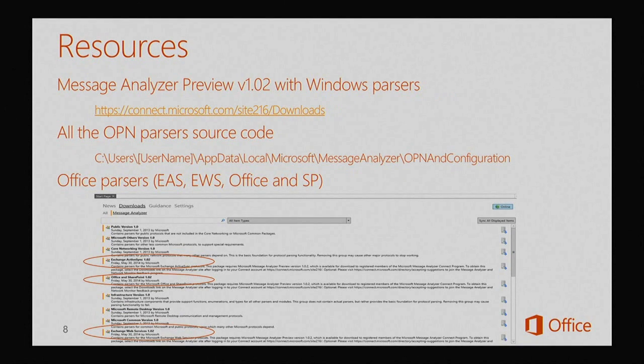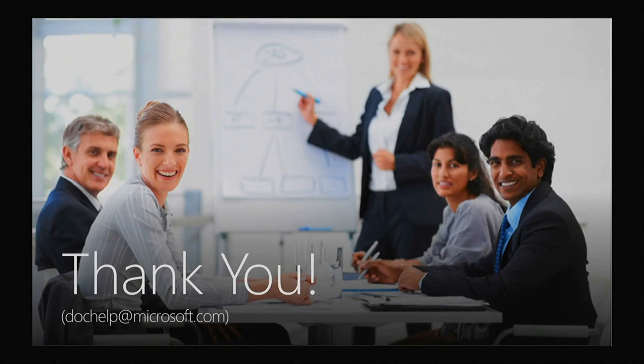And so resources, this is where you can download the message analyzer, and all the open source code are installed in your local path like this. And in the start page, you can install the Office Parser packages as the red circles there. All right, that's all for my part. Thank you.